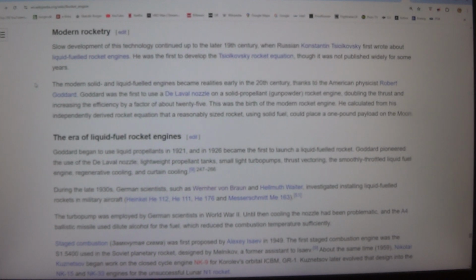Goddard was the first to use a de Laval nozzle on a solid propellant, gunpowder, rocket engine, doubling the thrust and increasing the efficiency by a factor of about 25. This was the birth of the modern rocket engine. He calculated from his independently derived rocket equation that a reasonably sized rocket, using solid fuel, could place a 1-pound payload on the moon. The era of liquid fuel rocket engines.